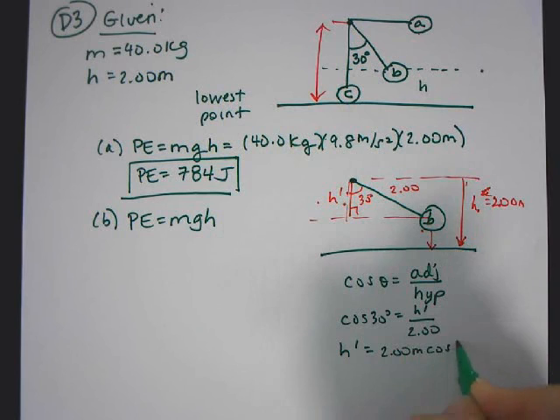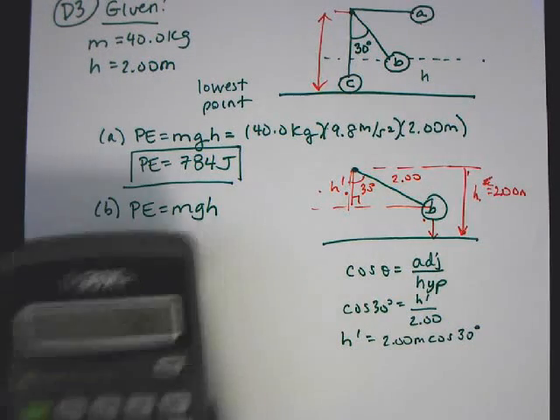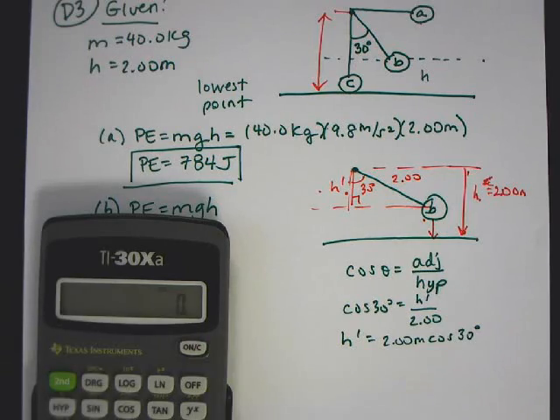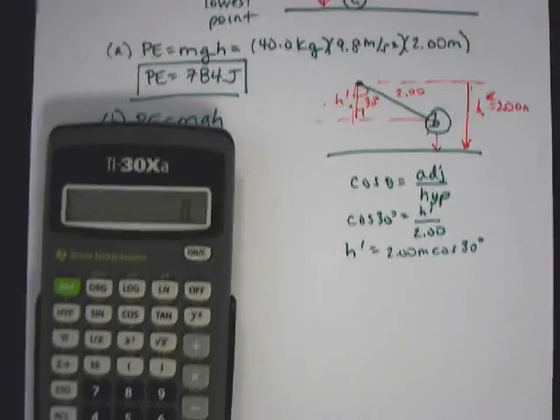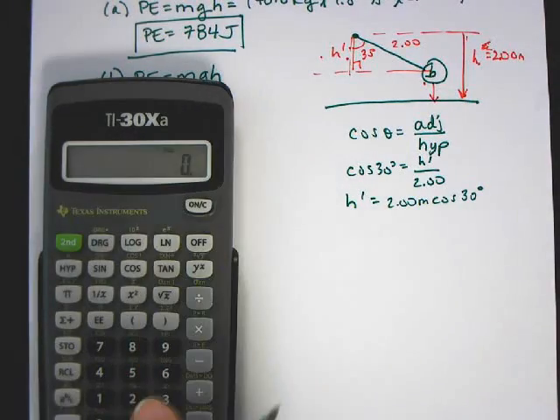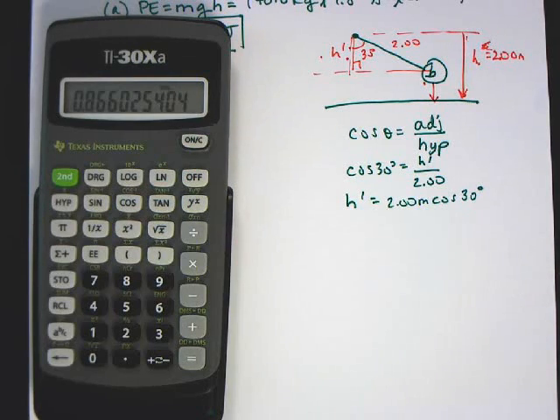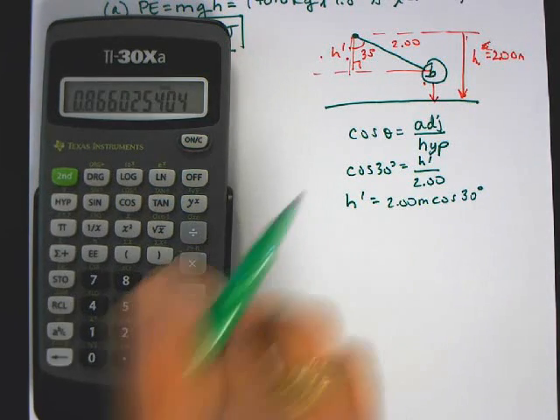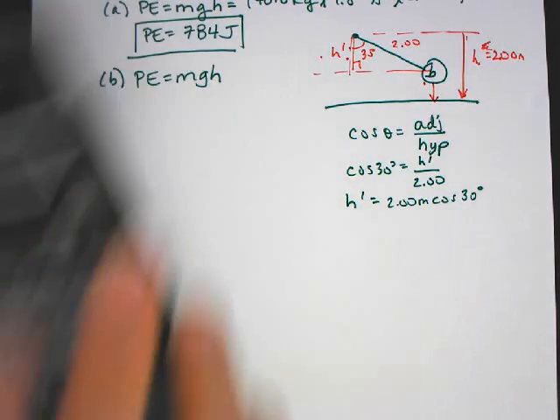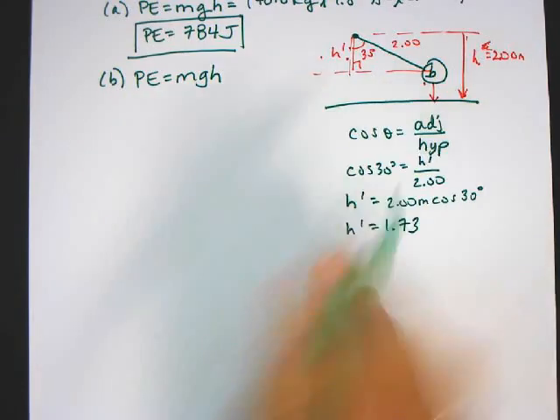So now I put this in my calculator. Remember, for these calculators, I go from here to here. So I would say 30, then I would press cosine, and then times 2 equals, so it comes out to be 1.73. So that means that this height here is 1.73.